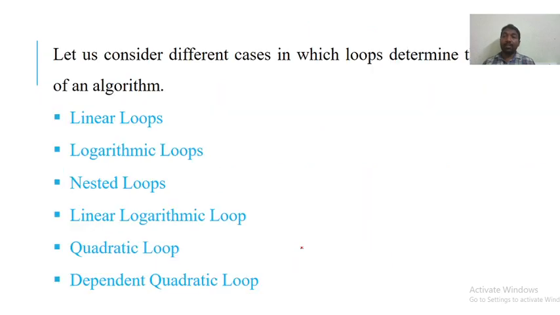So let us see now in which different cases the time changes. When you have different cases of loops, for loops or any loops, how are the variations found? Some of the cases are given. One is the linear loop, one is the logarithmic loop, another is the nested loop, another is the linear logarithmic loop, another is the quadratic loop, and the other one is the dependent quadratic loop. Let us see each and every loop individually here.